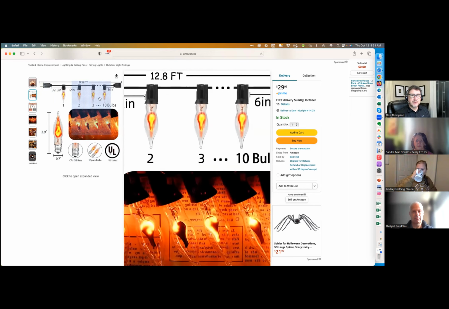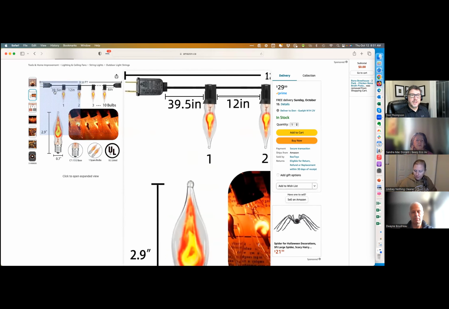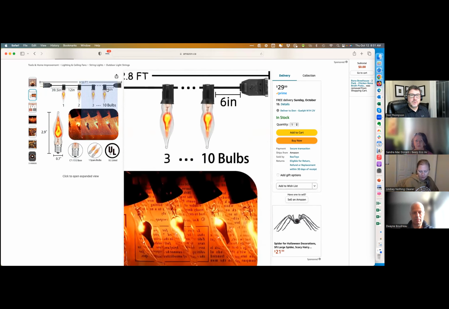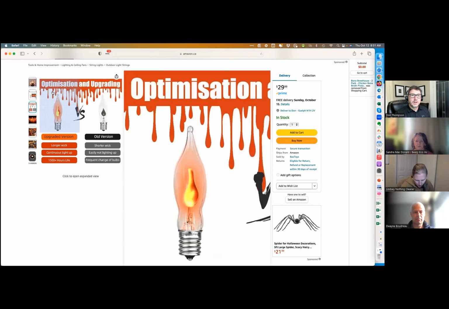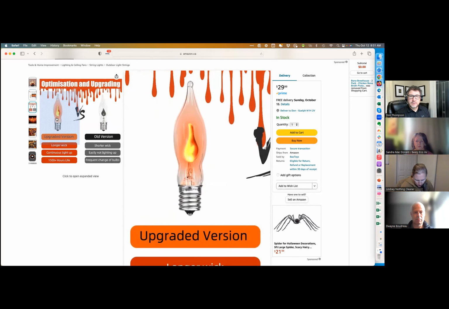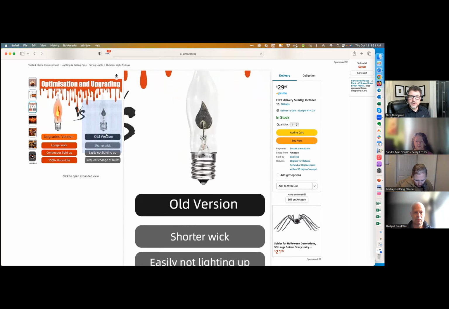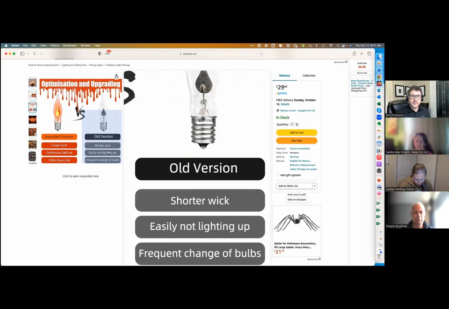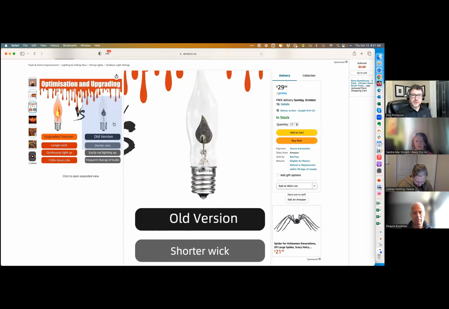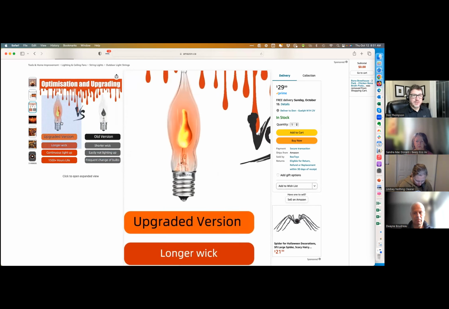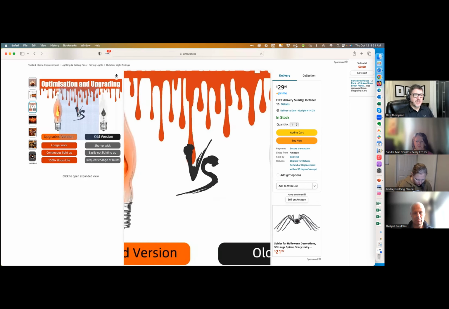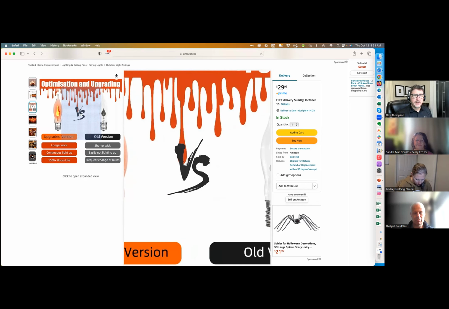How many bulbs it comes across with, 12 inches between, 39.5 inches to the first one, 6 inches to the last one. Right. Optimization and upgrading. So here's us versus the old version that we had. Used to be a shorter wick, easily not lighting up, frequent change of bulbs. So they're kind of saying our older version wasn't that great, but trust us now. So kind of strange messaging, not one I would necessarily go through.